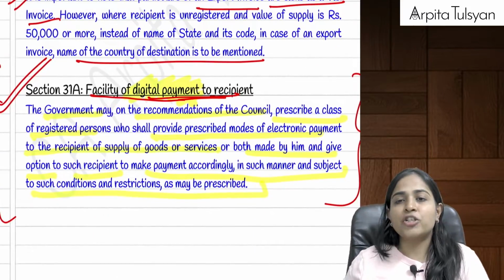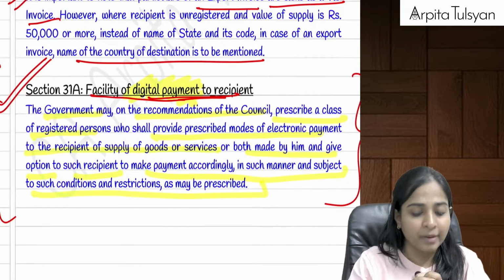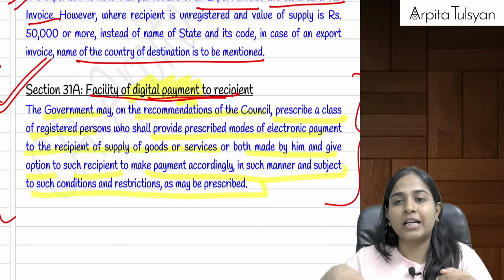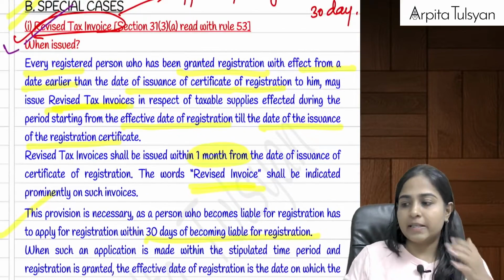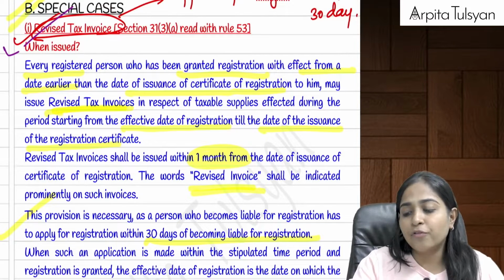Right? Then section number 31A says that facility for doing digital payments should be provided to the customer. Means whenever we are selling goods to another person, the recipient should be given the facility to make digital payments. Okay, that was a different section altogether. Now coming on to different types of documents.